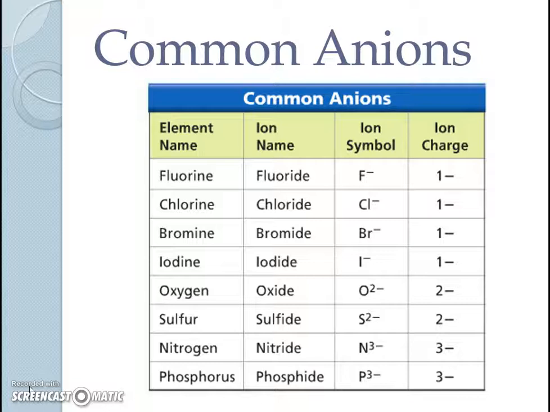When you use anions in naming formulas, the end of the ion changes to IDE. Fluorine becomes fluoride. Chlorine, chloride. Bromine, bromide. Iodine becomes iodide. Oxygen becomes oxide. Sulfur, sulfide. Nitrogen, nitride. And phosphorus, phosphide. And we'll take a deeper look at naming when we review the material.